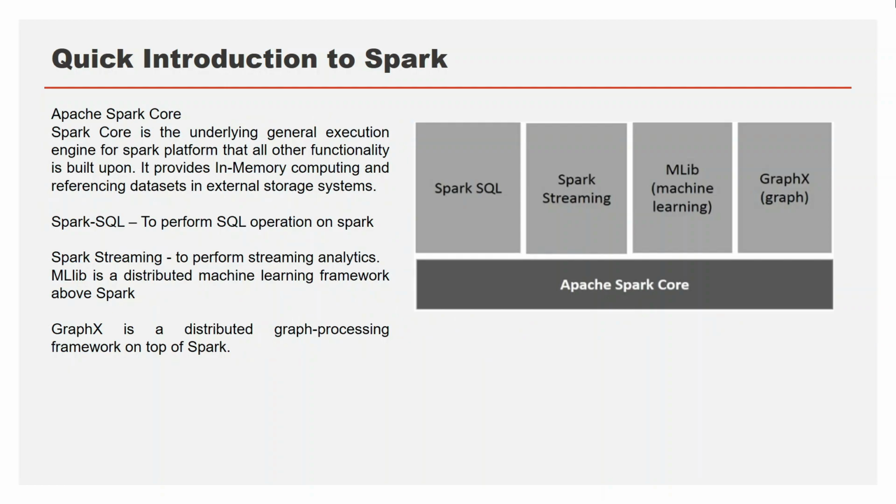So these are the core components. You have Apache Spark Core, which is the foundation. On top of it, you have Spark SQL to perform the SQL operations. And if you are interested in performing streaming analytics, you can use Spark Streaming. And you have MLlib, which is nothing but a bundle of all machine learning algorithms. And then GraphX is a distributed graph processing framework on top of Spark.